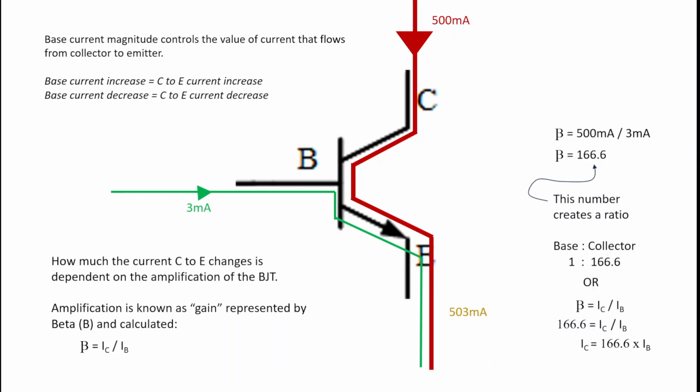Or we can use a reverse way of calculating and say beta is equal to IC over IB. So we've got 166.6 equals IC over IB, and then you can adjust the equation and say 166.6 times IB is equal to the collector current. So if you know what the beta is, and you know what the base current is, then you can determine how much current is permitted to flow, IC.